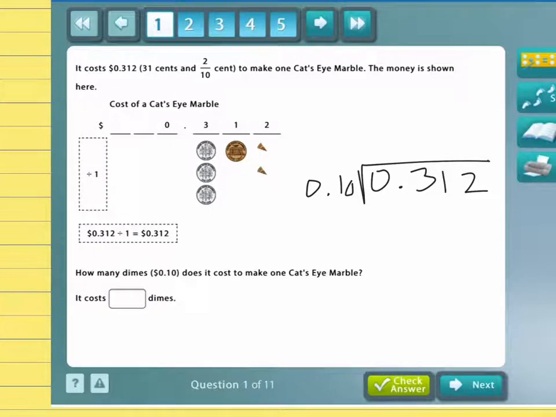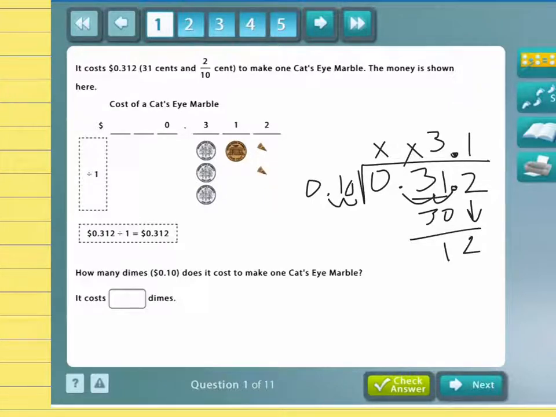The other way we can do it is to set it up like this, and we multiply this by 100 to get 10, and we multiply this by 100 to get 31.2. Put the decimal point up. So how many times will 10 go into 0? No times. 10 go into 3? No times. 10 go into 31? 3 times. 3 times 10 is 30. 1, bring down the 2. 10 goes into 12 one time. There are 2 left over. Annex a 0. Bring it down. And that is your quotient, 3.12.